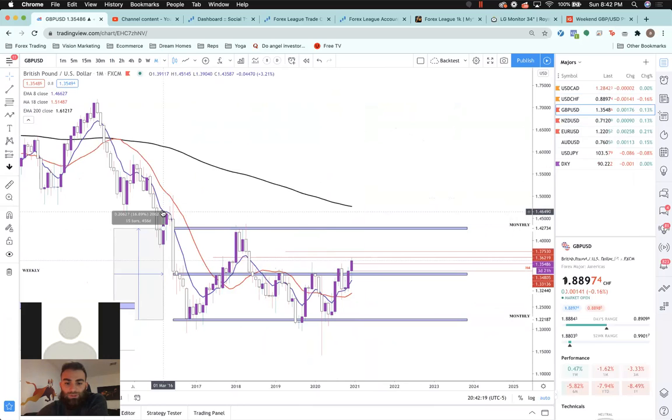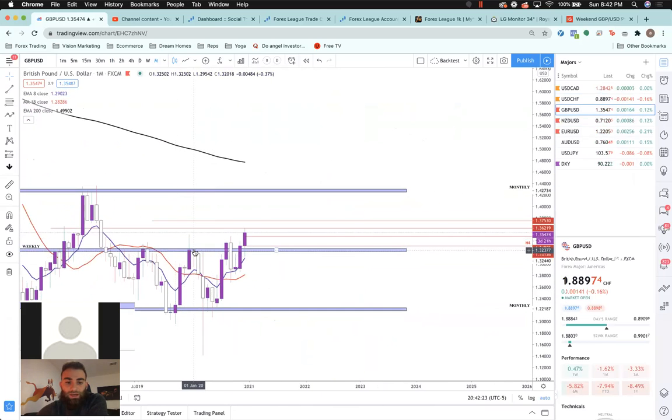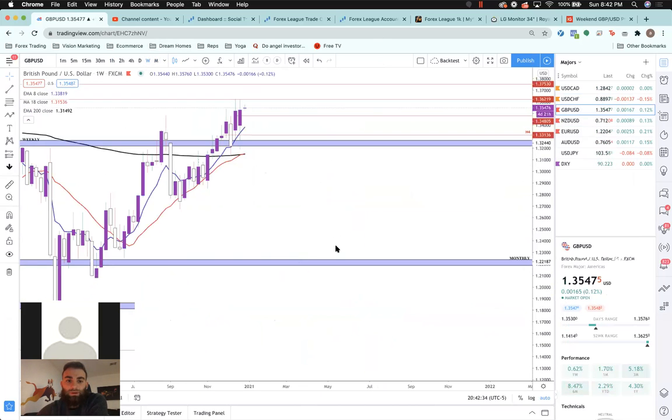If we were to mark out some structure points, we could see we're actually testing a very significant level right now. This is a level of resistance. This is a level of structure on the monthly time frame that we're breaking above. Now, this is the monthly, so this is obviously going to take a while to confirm. So we're just going to bump down.